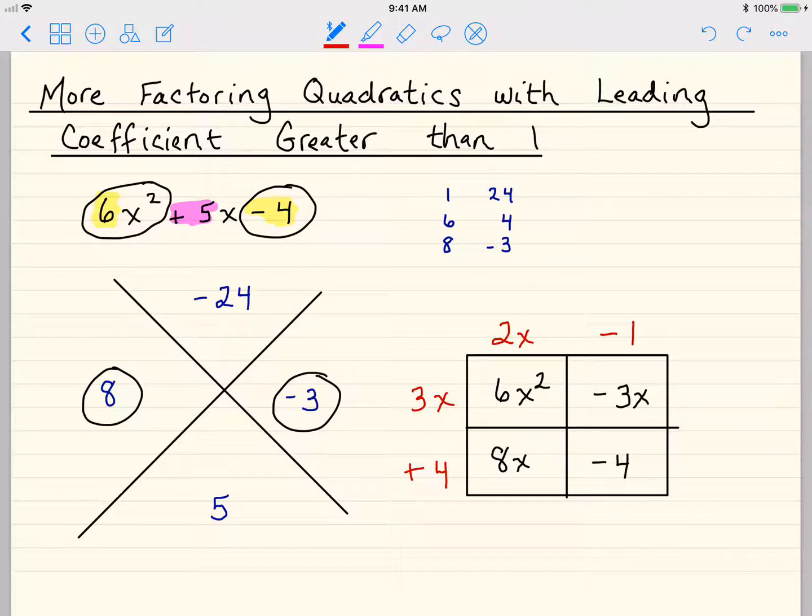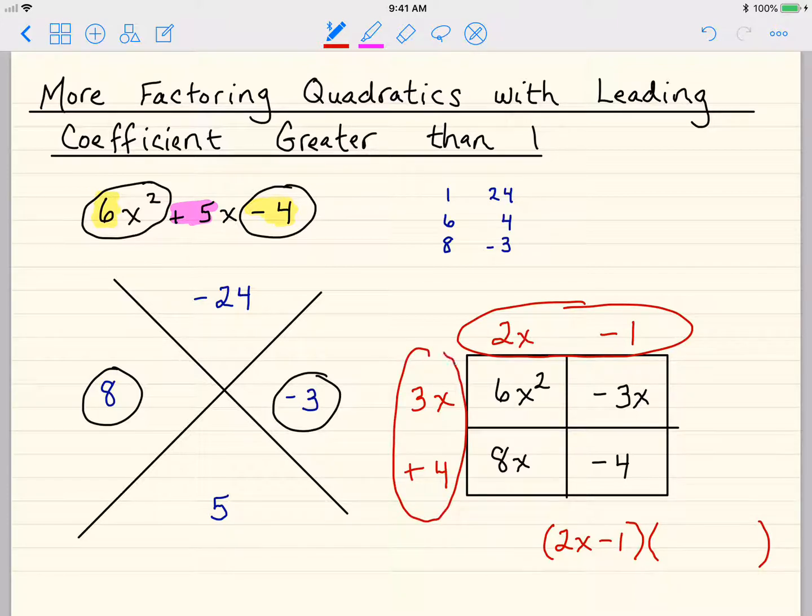Okay, so for our final answer, we're going to have two sets of parentheses. And in the first set of parentheses, I'm going to put down the factors that are along the top of the box. So 2x minus 1. And then for the second set of parentheses, I'm going to put down the two factors that I find on the side of the box. 3x plus 4. So we fully factored that trinomial.